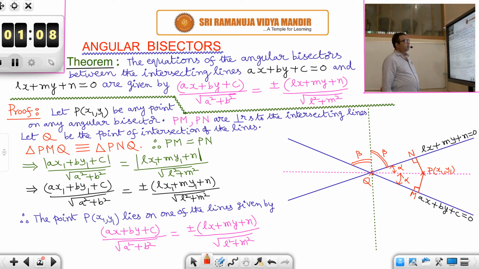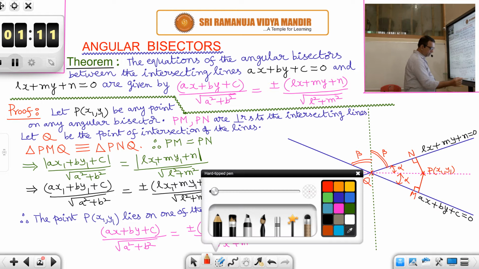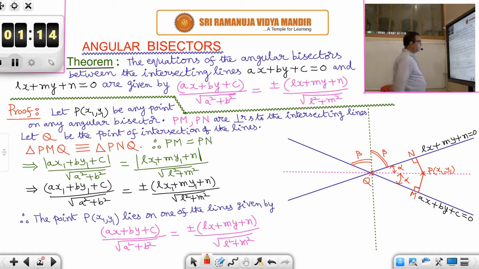Theorem. The equations of the angular bisectors between the intersecting lines ax plus by plus c is equal to 0 and lx plus my plus n equal to 0 are given by (ax plus by plus c) by root of a square plus b square is equal to plus or minus (lx plus my plus n) by root of l square plus m square.